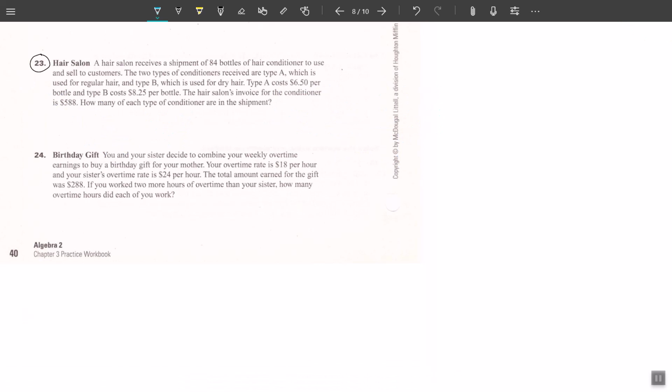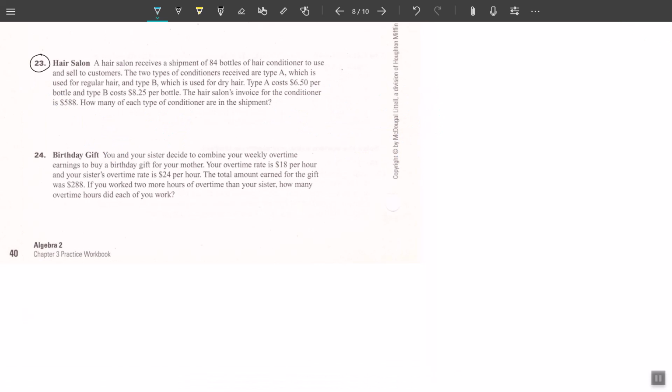All right, in problem 23, we have a description of a hair salon that receives a shipment of hair conditioner that they're going to sell to their customers. They received 84 bottles total. There are 2 different types of conditioners, a type A and a type B, and each of those has a different cost.